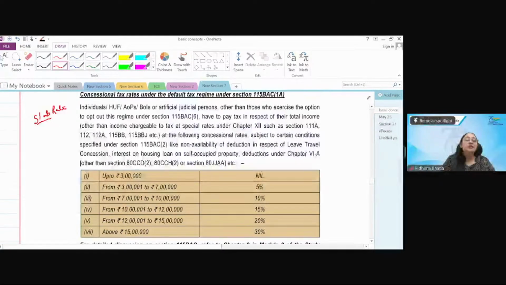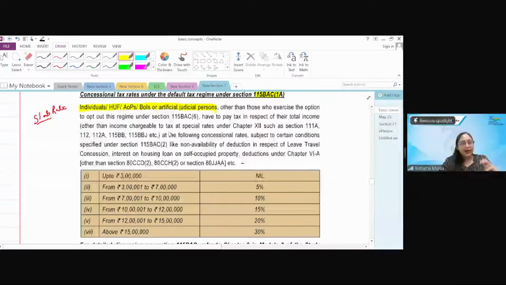The slab rates are applicable to individual, HUF, AOP, BOI, and artificial juridical person. Firms इसमें नहीं आएंगे, companies इसमें नहीं आएंगे, local authority would not come. ठीक है. Now this scheme which we are talking about, 115BAC, this is a default tax regime.